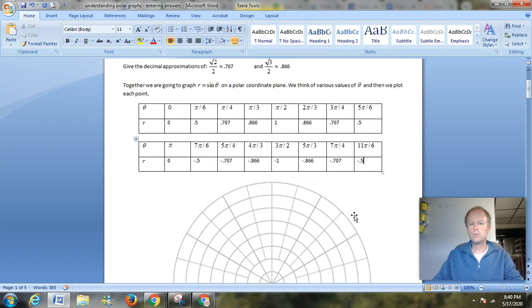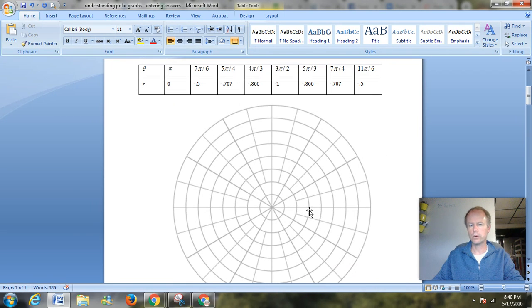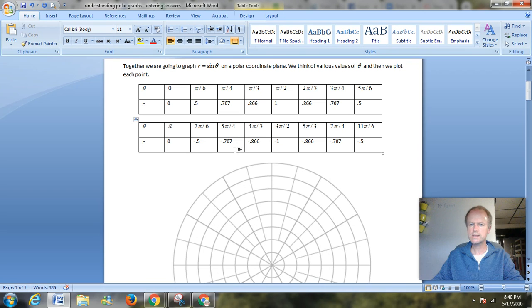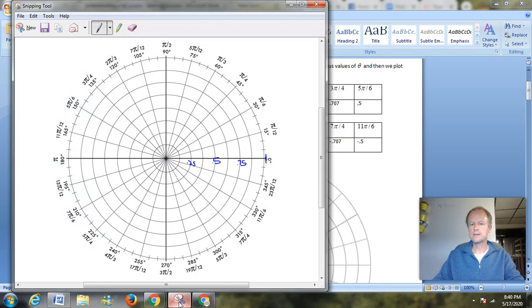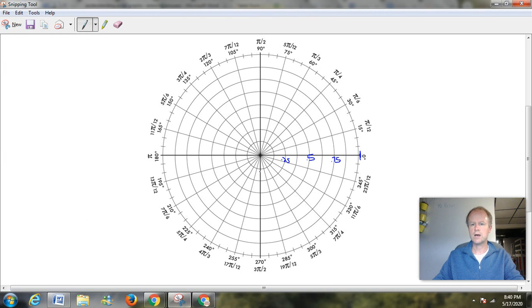So next up, what we're going to do is work on plotting these points on the polar graph. You can see when the angle measure is 0, our radius is 0. So what I've done is I've pulled up a nice polar graph paper here where I can write on it for us to talk about it.